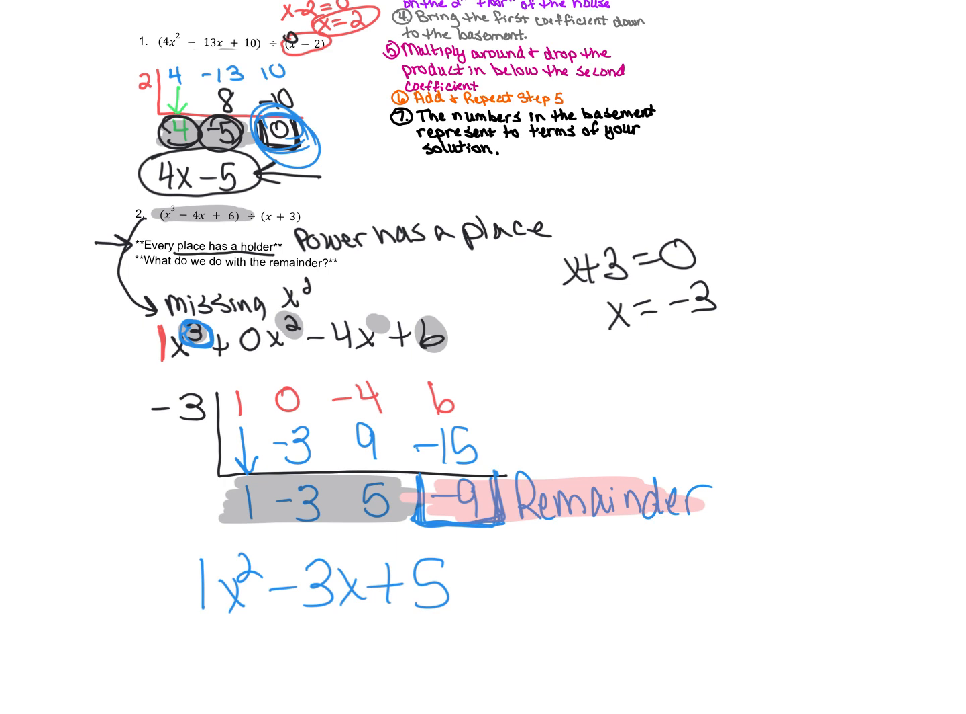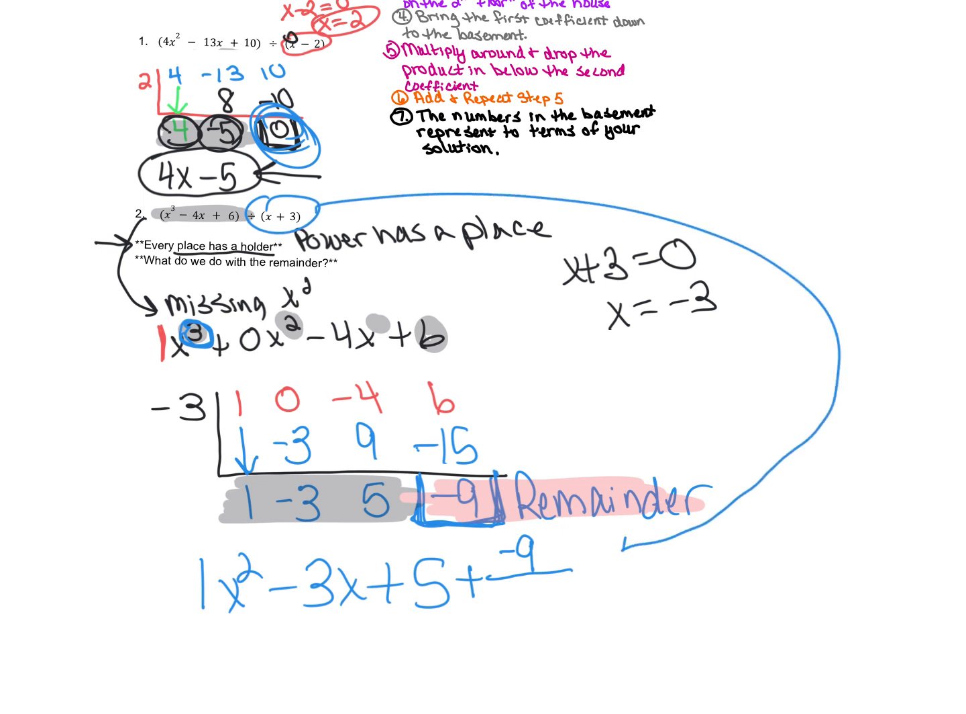And then we have this remainder of negative 9, which means we're going to add that as a fraction with the negative 9 on top. And then if you remember all the way back up here from the very beginning, we divided by x plus 3, so we're going to put an x plus 3 in the denominator. And again, we are not solving anything like that. We are simply just dividing and getting an answer. So that would be where we end.